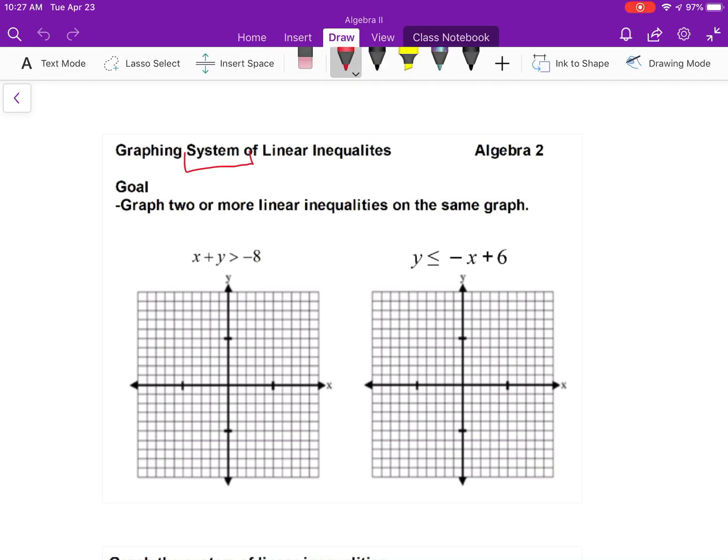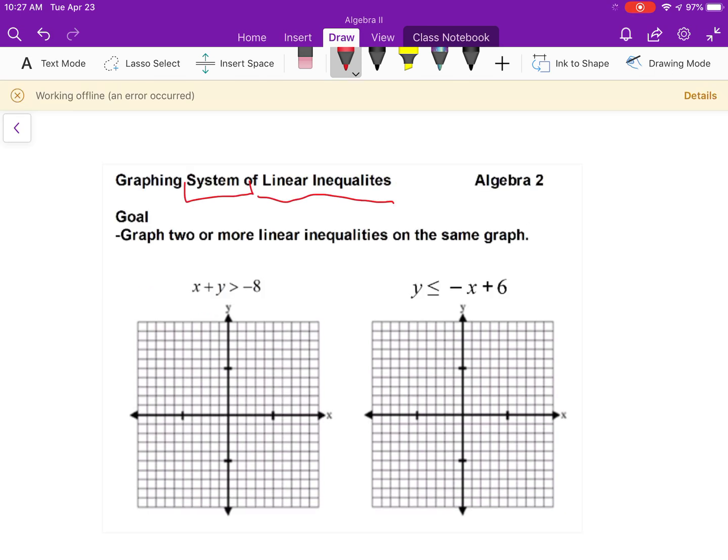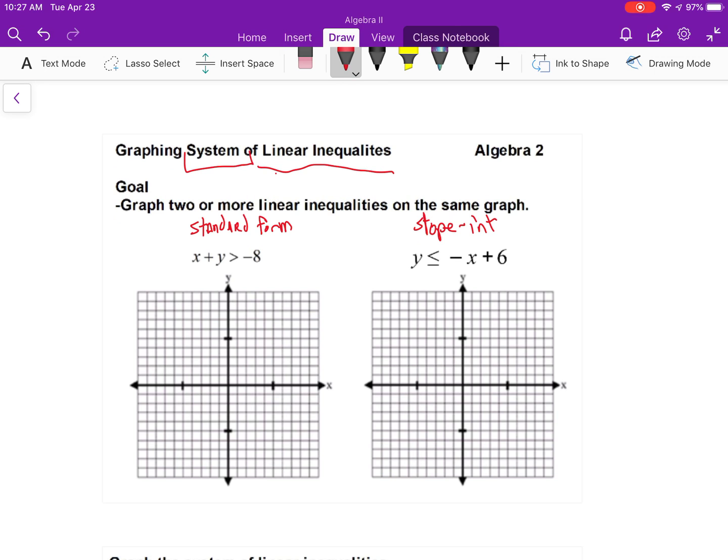Graphing systems, but now of linear inequalities. I'm going to bring it back to inequalities that we did last unit. Here I've got what I'd consider standard form. It's standard form because x and y are both on the same side. Over here I've got slope-intercept form. Different graphs or ways of being written tell you different information.